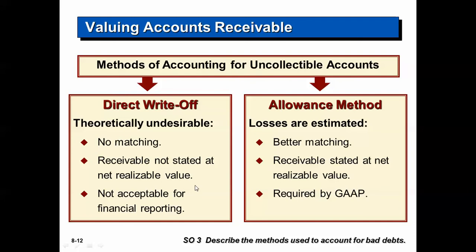No way. The only way you do this is called the allowance method, because it's better for matching the expense against the sale. It allows you to state in the balance sheet what your net realizable value is going to be, and it's required by generally accepted accounting principles. Over here, the direct write-off is no matching. It's not acceptable for financial reporting. So all companies should be doing the allowance method, and that is what we are going to talk about.